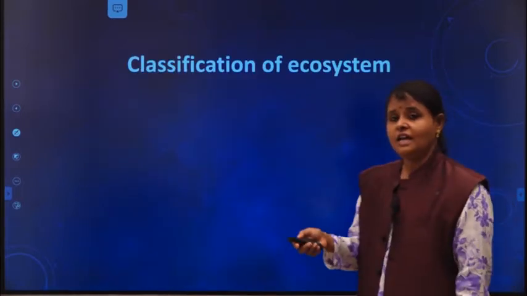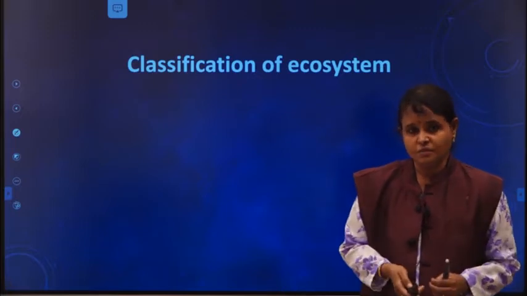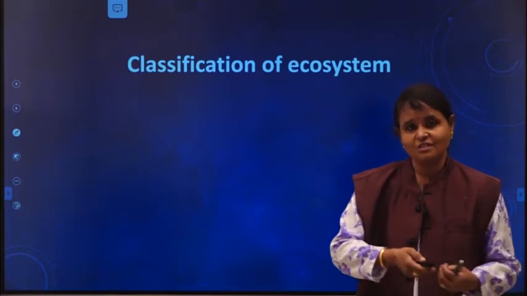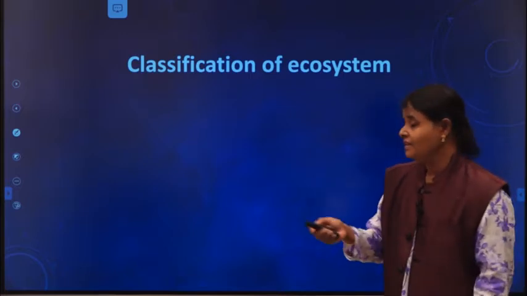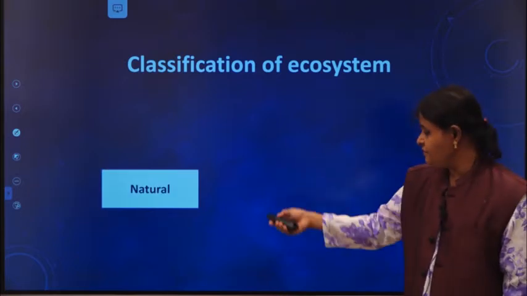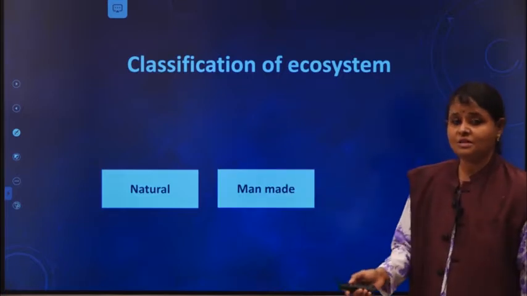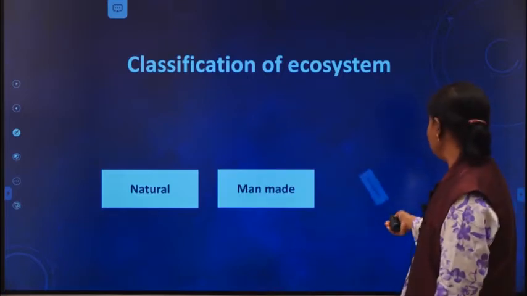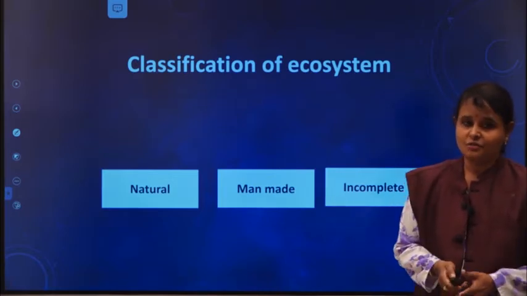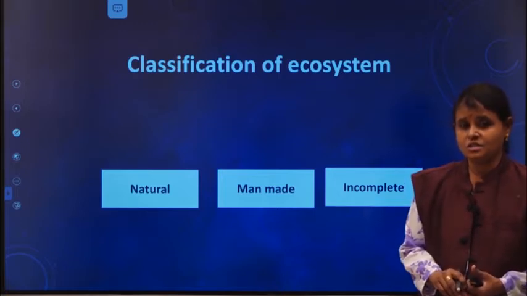Now coming to the classification of ecosystem. I already explained this. I gave some examples for you about natural ecosystem and man-made ecosystems in our campus. It is classified into three types. The first one is natural ecosystem. Second one, man-made ecosystem. And the third one is incomplete ecosystem. So let us discuss what is natural ecosystem, man-made ecosystem and incomplete ecosystem.